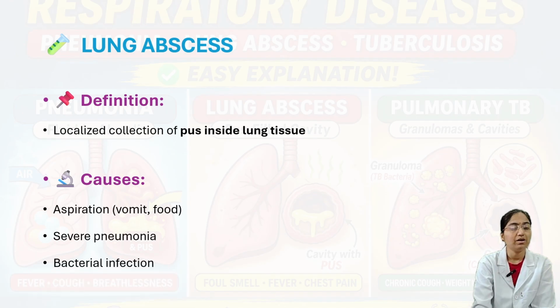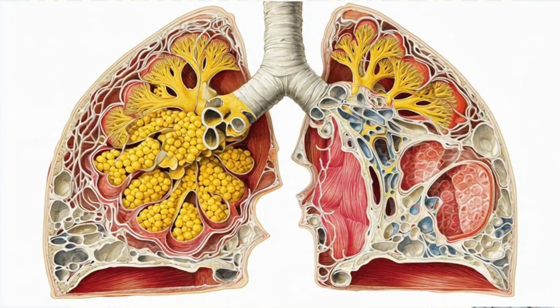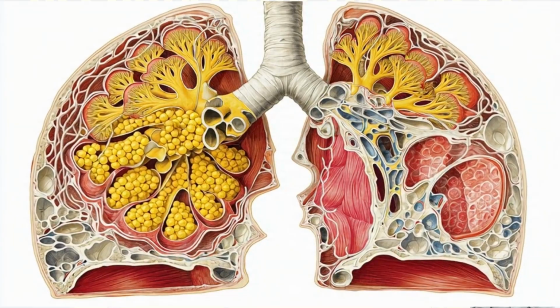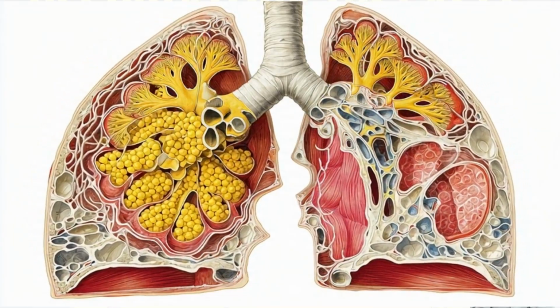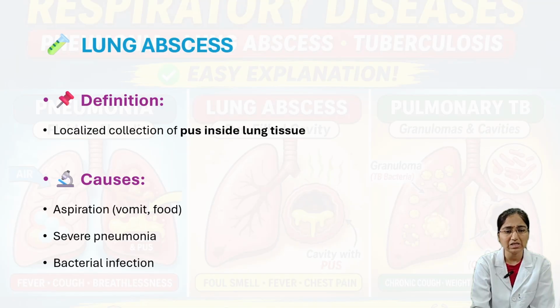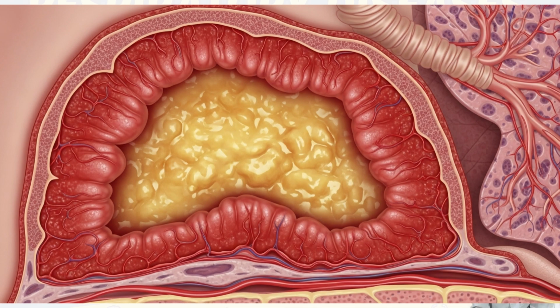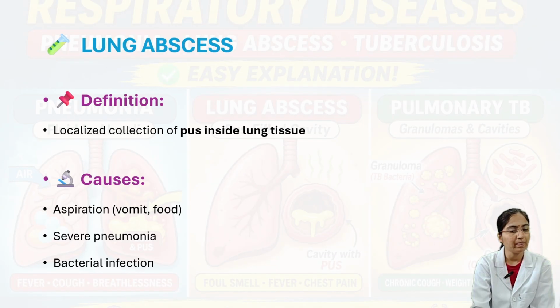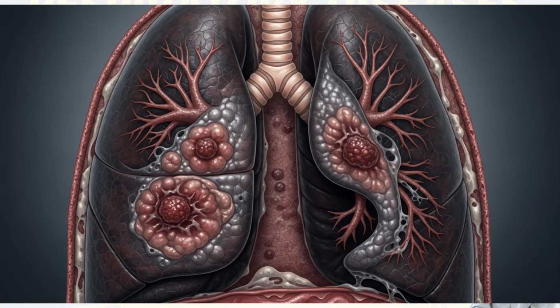Next we'll see lung abscess, what it is. We'll see the definition here: a localized collection of pus inside lung tissue. We can see the pus present inside lung tissue. And then what are all the causes for lung abscess? We can see aspiration, that is vomit and food, and then severe pneumonia and bacterial infection.